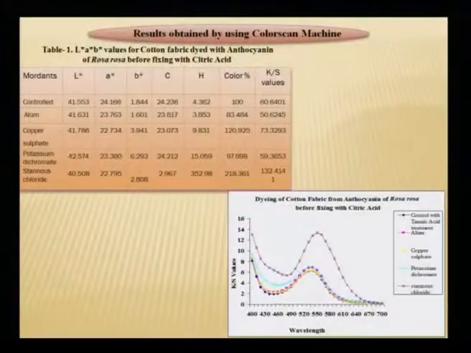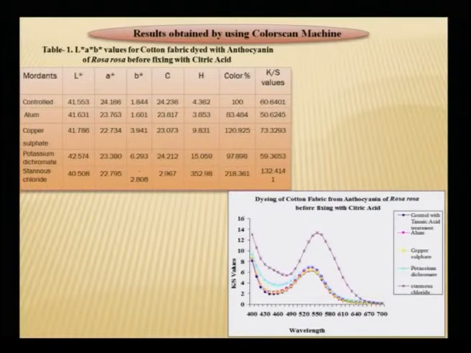Now, when the LAB values for cotton fabric dyed by the rose anthocyanin were characterized before fixing with citric acid, the K by S values were between 50 and 132, and the highest was for stannous chloride. This is the same observation that we had in the case of hibiscus anthocyanin also. So, you see that stannous chloride seems to be the ideal mordant for this rose anthocyanin.